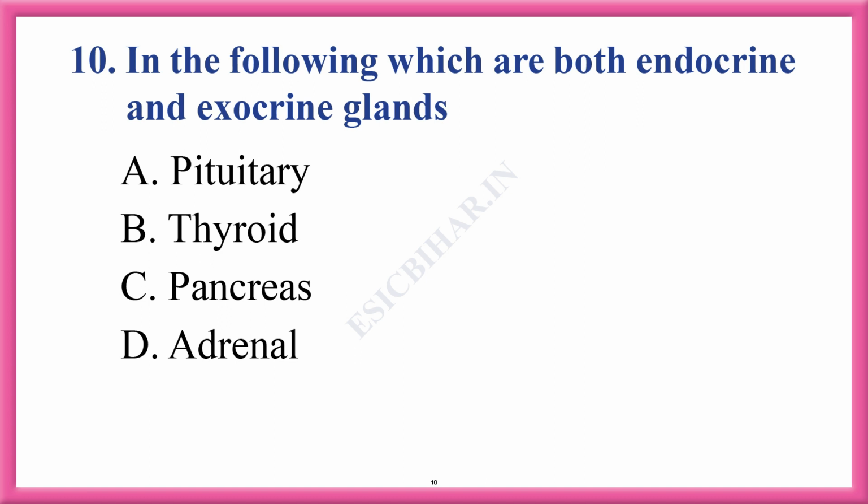Question 10. In the following which are both endocrine and exocrine glands? A. Pituitary, B. Thyroid, C. Pancreas, D. Adrenal. And answer is C. Pancreas.